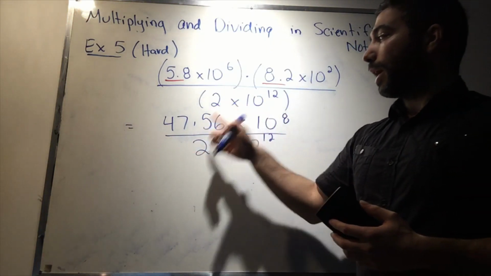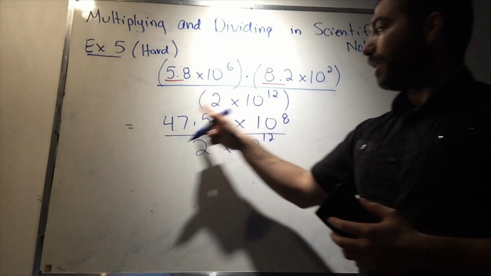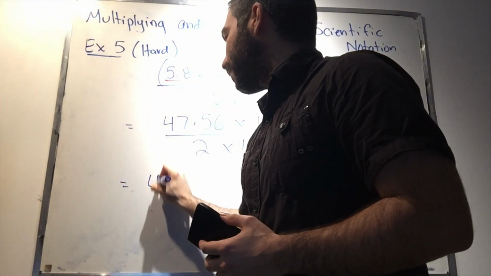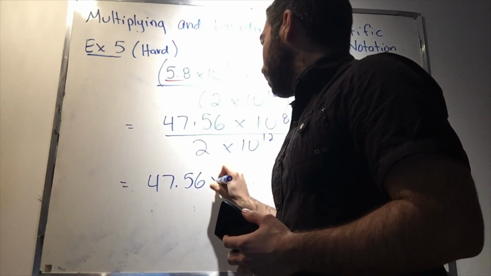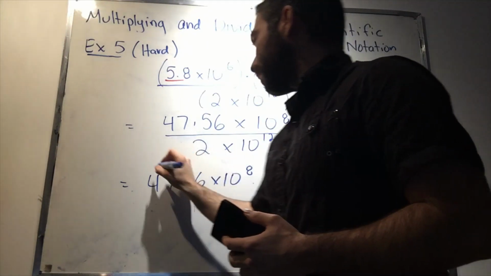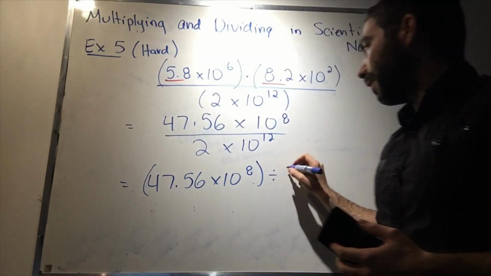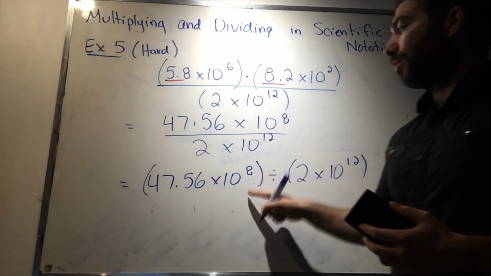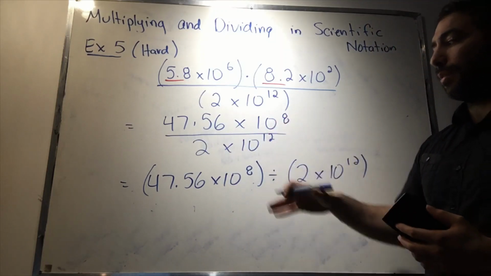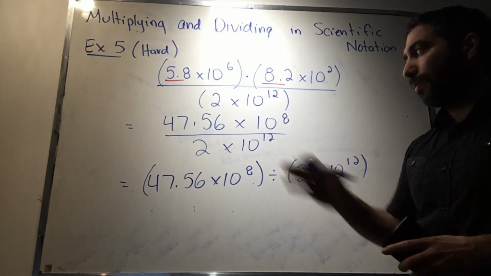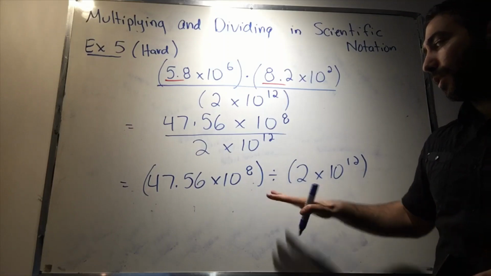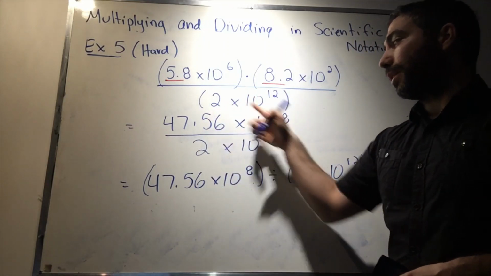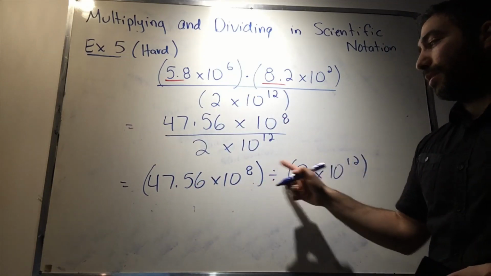So what we could do is go ahead and divide. So the way it's written here, you could think of this as equivalent to 47.56 times 10 to the 8 divided by 2 times 10 to the 12. These are equivalent. They're just written differently. Both mean the exact same thing. Okay, so if you like this notation, what we've seen in previous examples, then you can think of this or rewrite this as this. And now we divide.